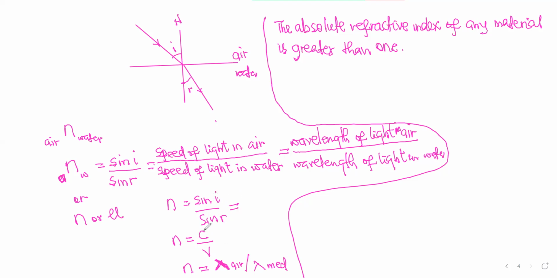But the moment the numerator is greater than the denominator, it will be greater than 1. Then, if you use the speed of light, you also realize that light has a greater speed in air than in any other medium because of the difference in density. So here too, the numerator is greater than the denominator, and so the result will be greater than 1. And the same thing applies to using wavelength. So the absolute refractive index of any medium is greater than 1 because it is a ratio. The numerator is always greater than the denominator.